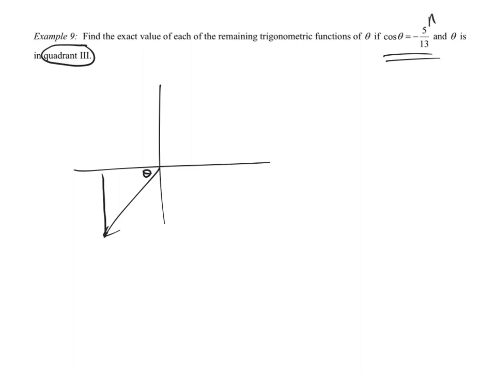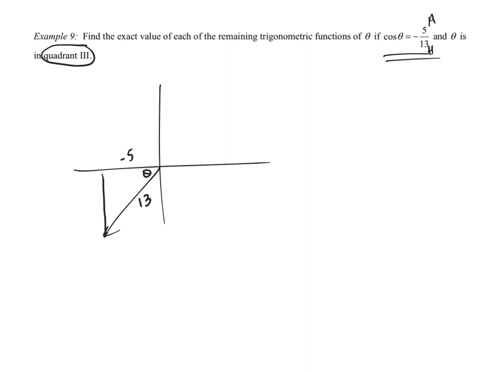So I know that cosine is adjacent over the hypotenuse. So that tells me that the hypotenuse is going to be 13, and the adjacent side is going to be negative 5. Now, the hypotenuse is always going to be positive. So if there's a negative in the question, it's always going to go with one of the sides, either the opposite or the adjacent. It's never going to go with the hypotenuse, so just as a heads up.